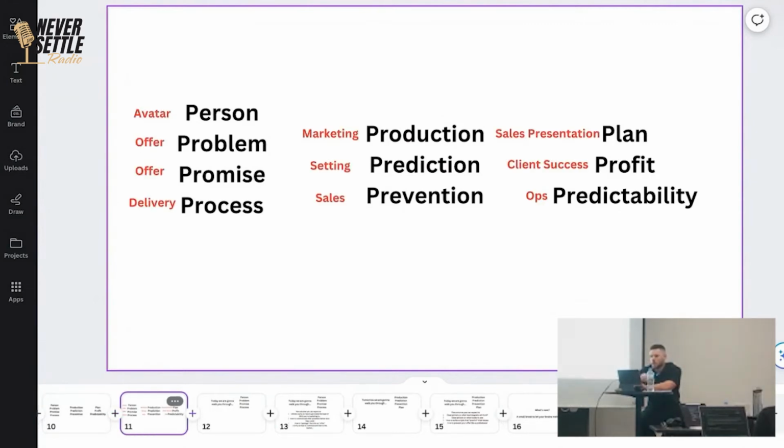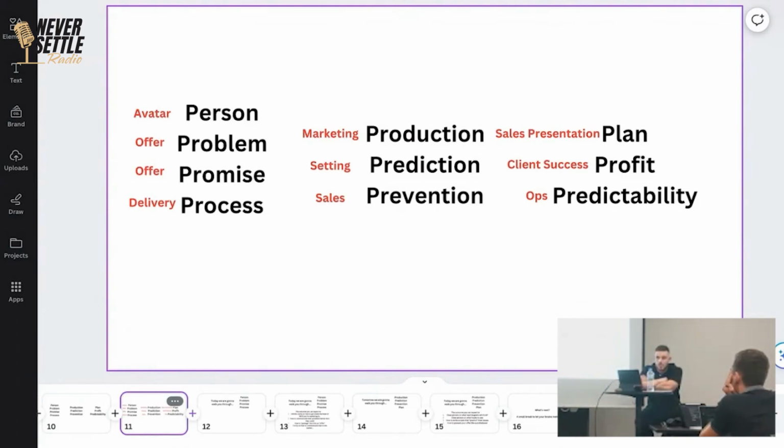So person is all avatar, problem and promise are both the offer. The process is actually delivery, how we deliver on our promise that we're going to make to the person. The production part is all your marketing and what it is that you do that actually helps someone understand that you are the person for them to work with.